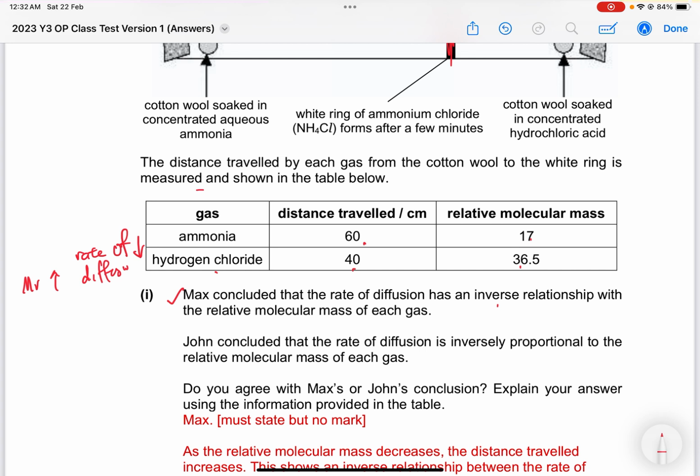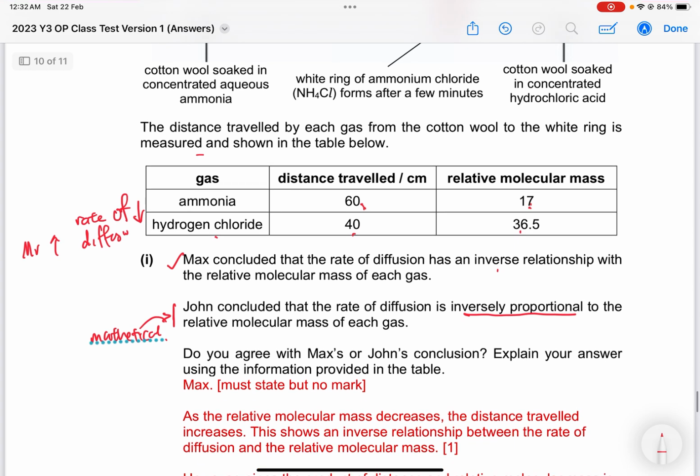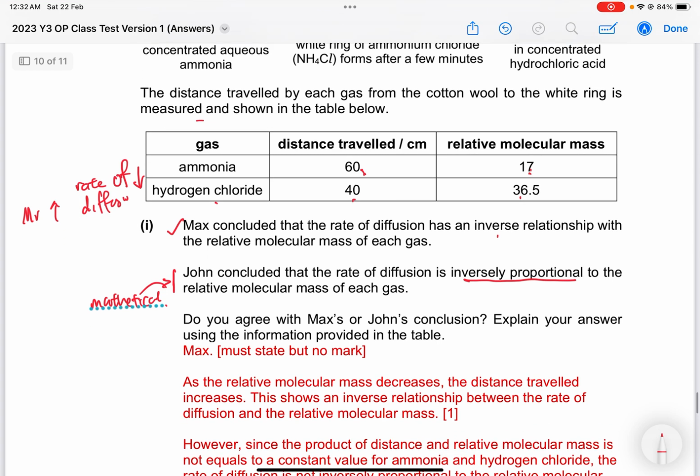John concluded the rate of diffusion is inversely proportional to the relative molecular mass of each gas. So actually this one is a bit of a mathematical thing that they are trying to test you, a bit on the mathematical side. When we say that it is inversely proportional, actually the equation would be when you take the distance travelled multiplied by the relative molecular mass, it will give a constant value. Okay, so it's a bit of a math thing. So you look at the answer here. So actually Max is correct.